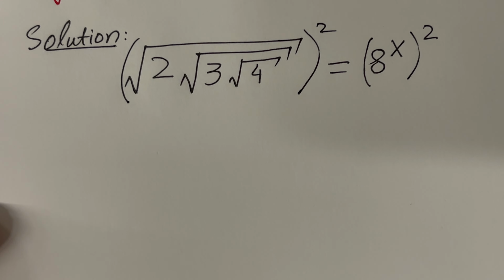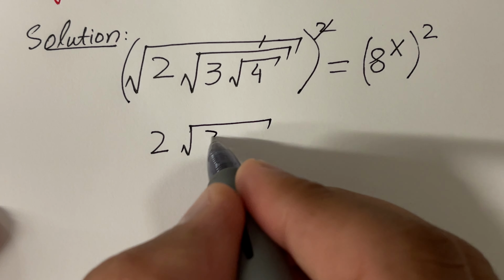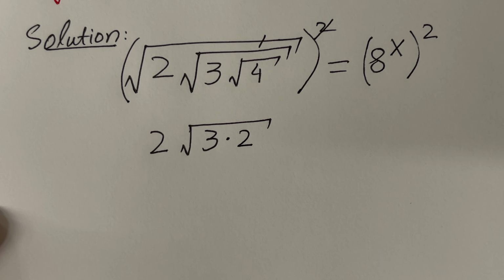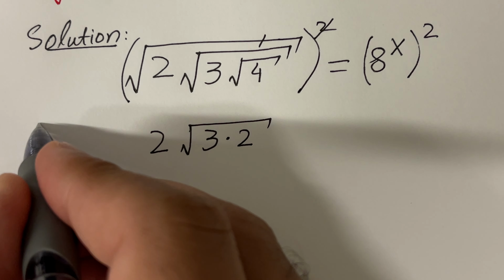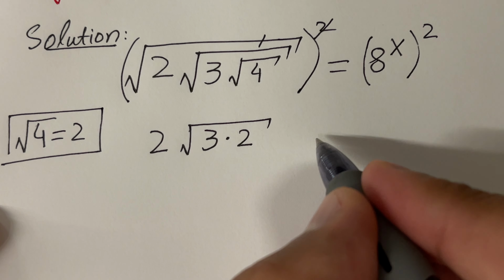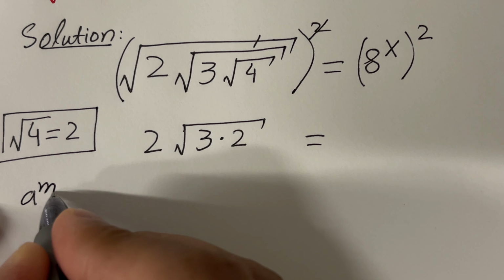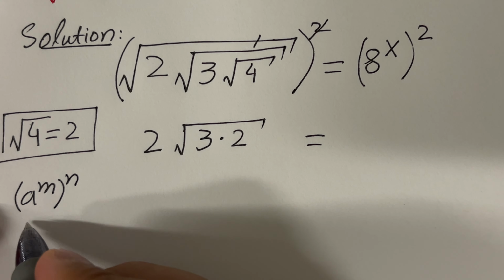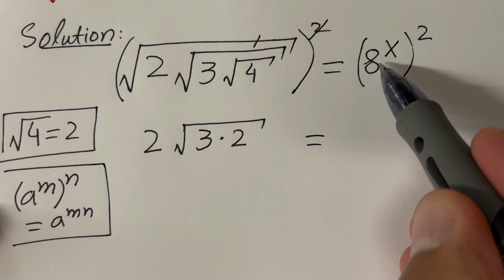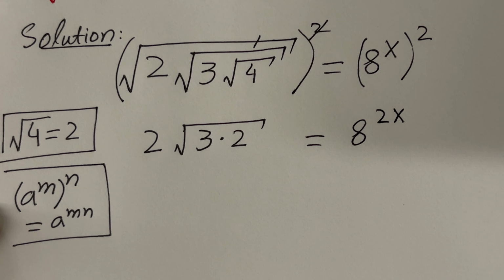If you take squares on both sides, these guys will cancel, so you will have 2, then you will have square root of 3, and you have square root of 4. Square root of 4 is just 2, so let's write it as 2. On the right hand side, let's use this property. This property says a raised to the power m raised to the power n is equal to a raised to the power mn. In other words, just multiply the exponents. So x times 2 is just 2x.